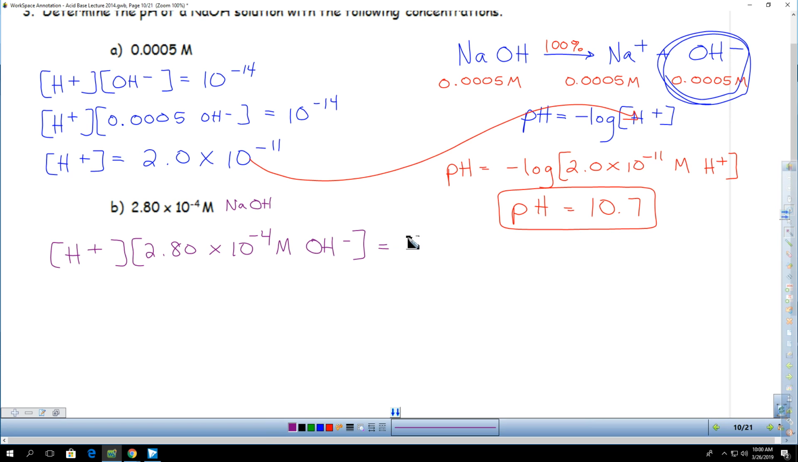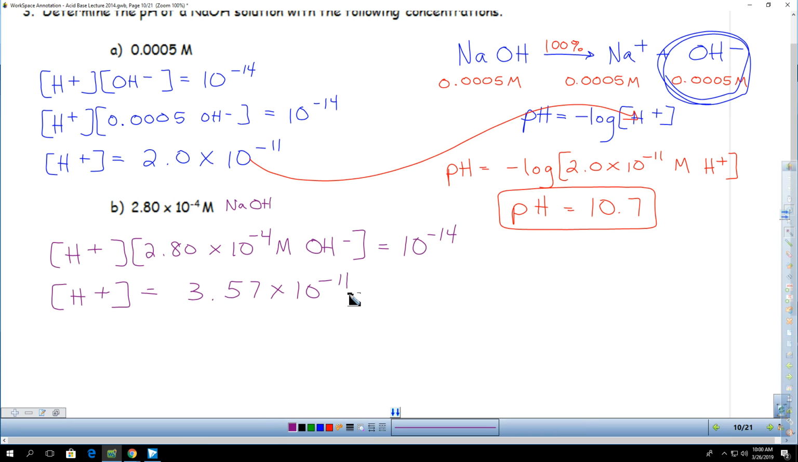The product of the two is always 10 to the negative 14th. Hydrogen equals, now again, you've got to try this in your calculator. With all this scientific notation, make sure that you're doing order of operations correctly for your particular calculator. I'm going to go 10 to the negative 14th divided by 2.80 times 10 to the negative 4th. And in my calculator, I'm getting about 3.57 times 10 to the negative 11.